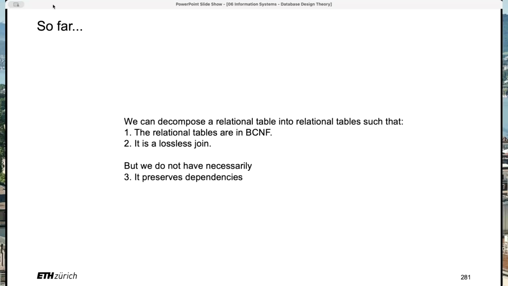It might, however, happen that it doesn't preserve all dependencies. It might be that you had functional dependencies in the original table that get lost in the process, and we have to live with that, right?